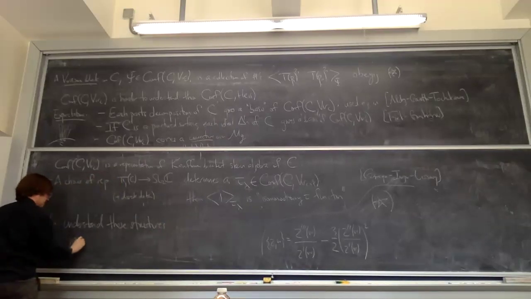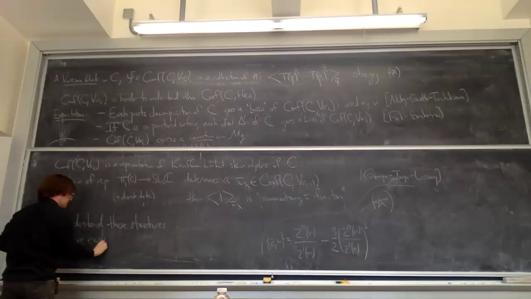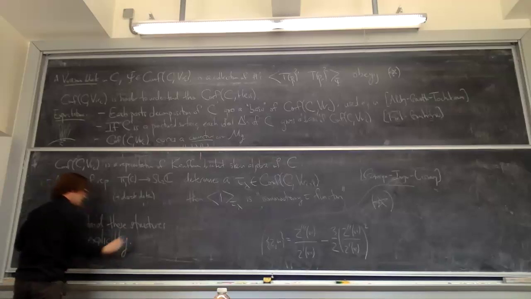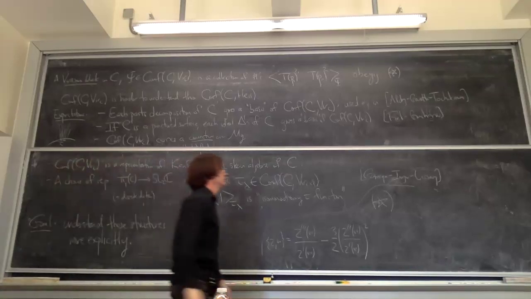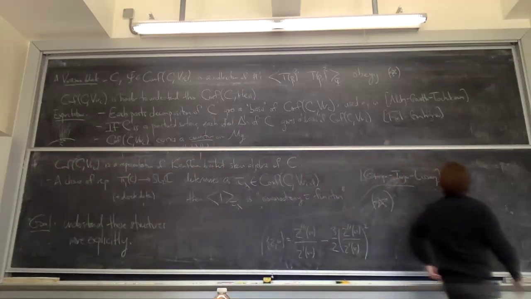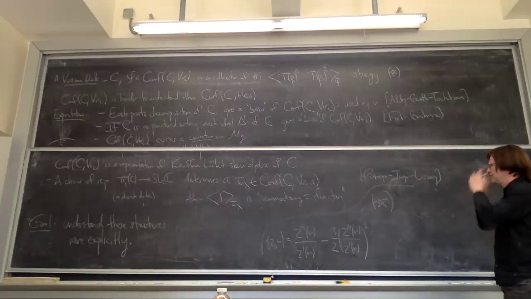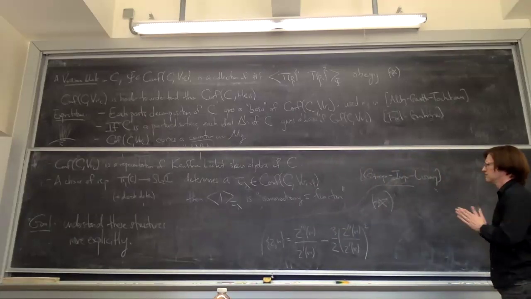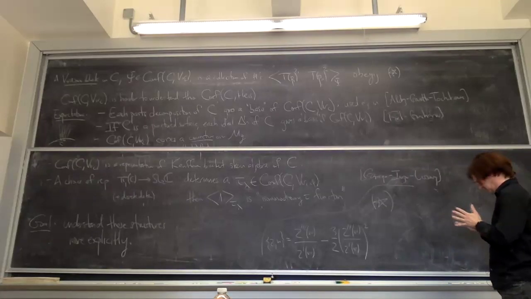Yeah. Is this supposed to be the Kaufman bracket skein algebra of the handlebody? No, I don't think so. What else can the Kaufman bracket skein algebra possibly have?